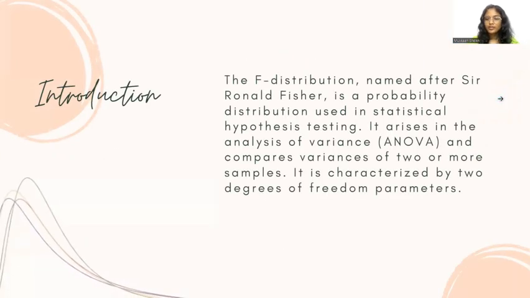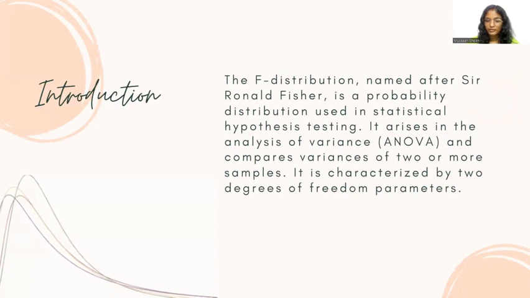The F distribution, named after Sir Ronald Fisher, is a probability distribution used in statistical hypothesis testing. It arises in the analysis of variance and compares variances of two or more samples. It is characterized by 2 degrees of freedom parameters. In simple terms, the F distribution is like a tool in statistics that helps us figure out if the differences we see between the groups are real or just random. It's commonly used to decide if the variations we observe are significant or just happen to be there by chance.